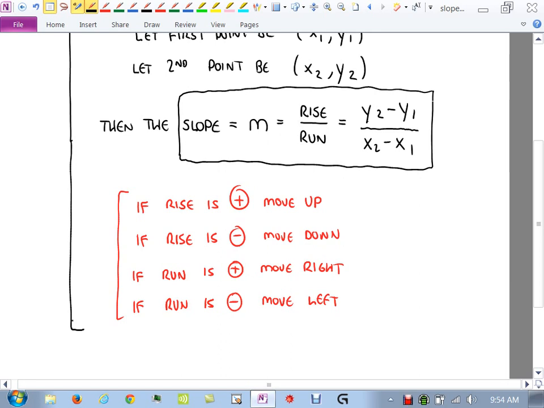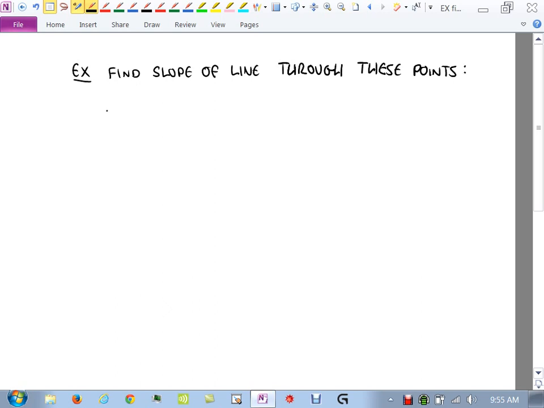But let's just practice real quick finding some slopes. You all ready? Find the slope of the line through these points. And I'm going to give us a few examples here, so I don't want to have to rewrite those instructions over and over. So I'm going to do example A, example B, example C, okay? That way I don't have to keep on saying, find the slope of the line through these points.